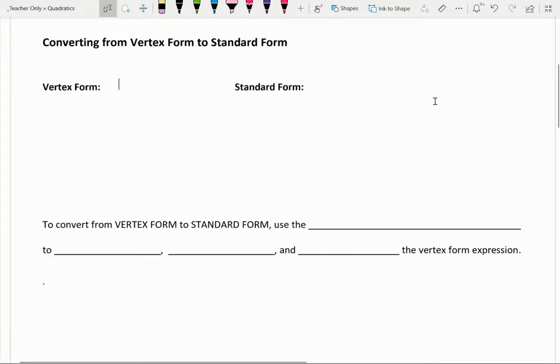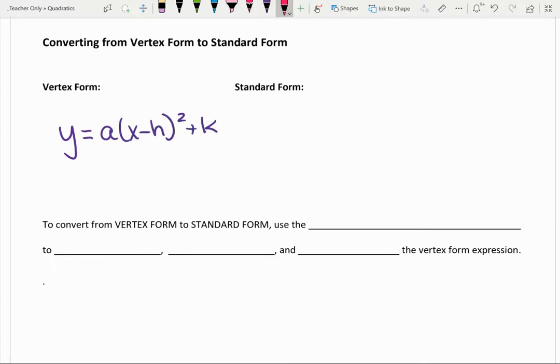So today we're looking at more quadratic functions, and we're looking at how do we convert vertex form to standard form. And it's actually pretty easy as long as we remember our order of operations. So vertex form looks like y equals a times x minus h squared plus k. And remember that the helpful feature in vertex form is the vertex.